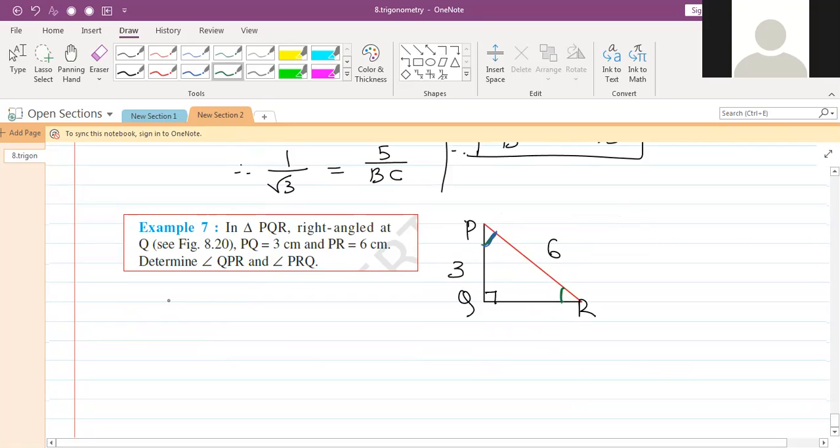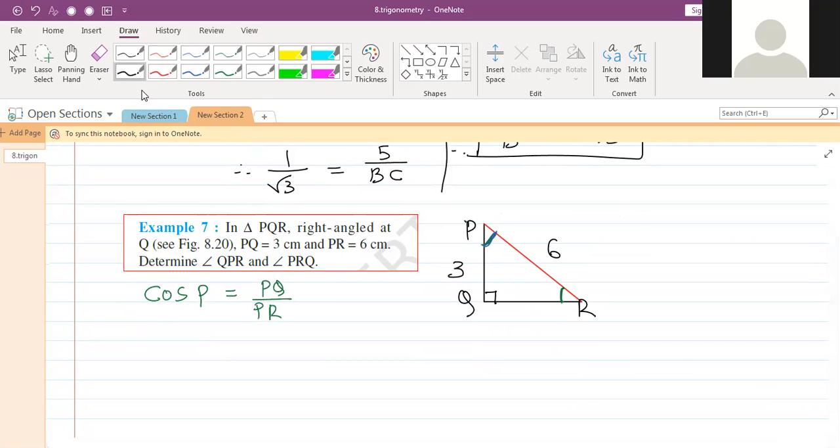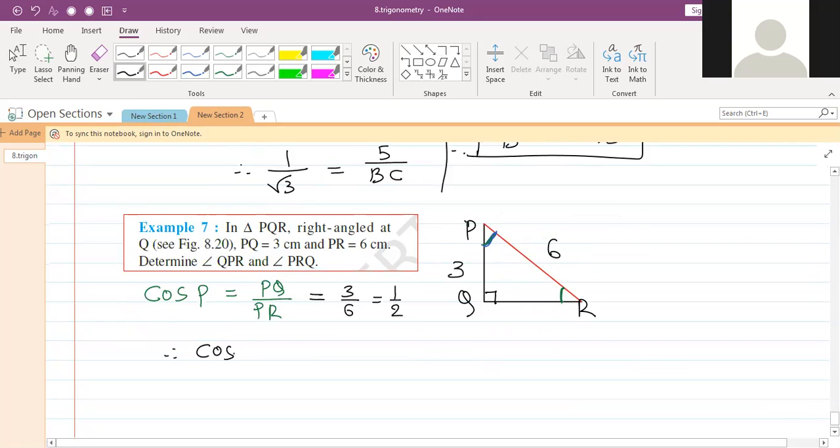If I use this angle P and the trigonometric ratio cos P, that is PQ upon PR. Understand? Because that is adjacent upon hypotenuse. So here we have 3 divided by 6, so we get 1 by 2. Now cos P is equal to 1 by 2. For which angle is cos theta equal to 1 by 2? That is cos 60. Understand why I use cos here?